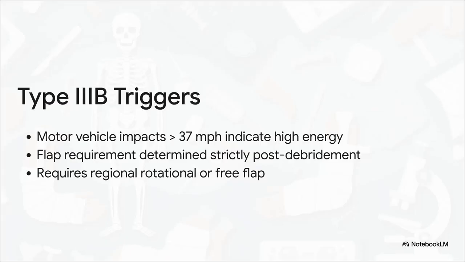This patient experienced a high-speed, high-energy impact at 80 miles per hour, which causes extensive periosteal stripping and muscle devitalization in the anterior tibia. Once we go in and do the necessary surgical debridement to remove all that non-viable tissue and clear out the massive contamination, there just won't be adequate local soft tissue left to cover the exposed bone. That absolute need for a regional rotational flap or a microvascular free tissue transfer is exactly what defines a type 3B open fracture. Keep in mind any motor vehicle impact over 37 miles per hour automatically triggers a high-energy classification, and whether or not you need a flap is determined strictly post-debridement.